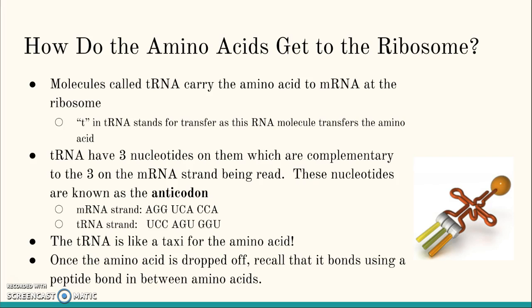nucleotides are known as the anticodon. So if the mRNA strand that is at the ribosome being read has the codon AGG, then the tRNA that comes in would have the anticodon UCC, and it would have the proper amino acid attached. And then for the next one that's read on the mRNA, the UCA, the next tRNA that would come in would have the anticodon AGU, and so on. So the tRNA is like a taxi for the amino acid, and once the amino acid is dropped off, recall that it bonds using a peptide bond in between the amino acids.